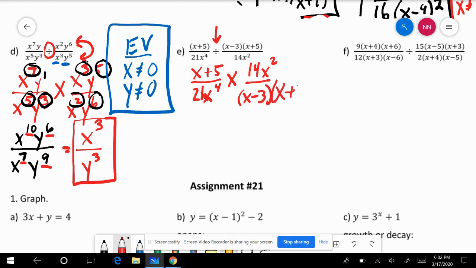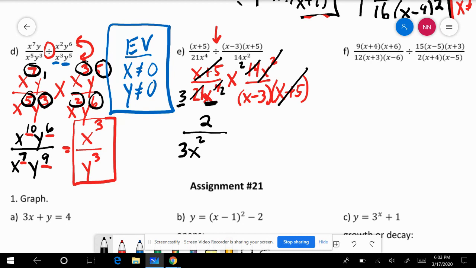Now, when we're looking at this, what we notice is that the x plus 5s can cancel. We see that 14 and 21 both have a 7 in common, so that becomes a 2 and a 3. We see that the x squared can cancel with x to the 4th. And so what we're left with is a 2. We have a 3 on the bottom. We have 2 x's right here. And we have the x minus 3. That right there is our first answer.